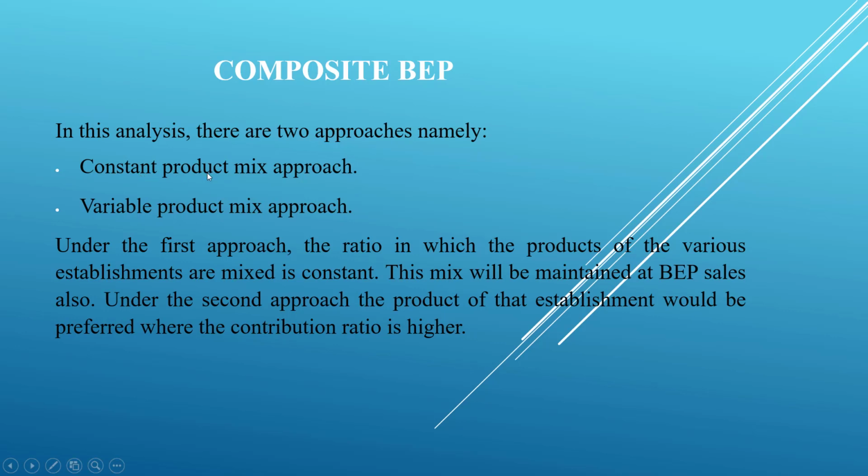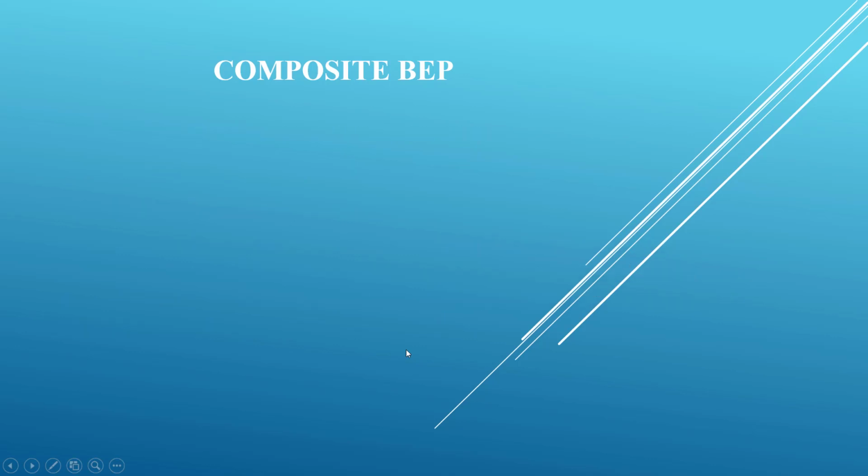And in the constant product mix approach, BEP, that is break-even point in rupees or in units, plays a very important role, so that you are not earning any profit, neither are you suffering any kind of loss. It is exactly the same: the contribution is equal to fixed expenses. So in constant product mix, BEP is important, and in variable product mix, contribution is important. And the contribution should always be higher than the fixed expenses to get the profit. So these two approaches are there in the composite BEP.